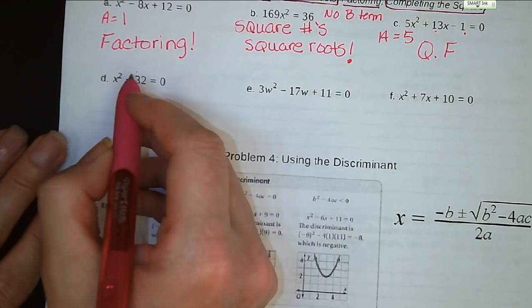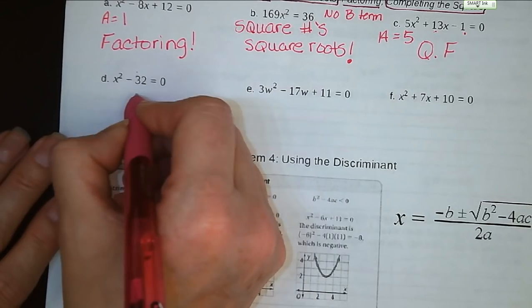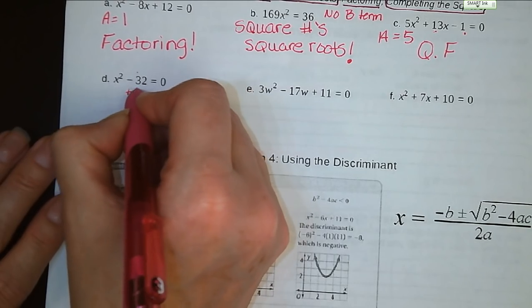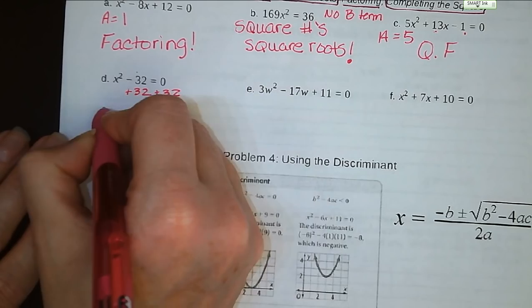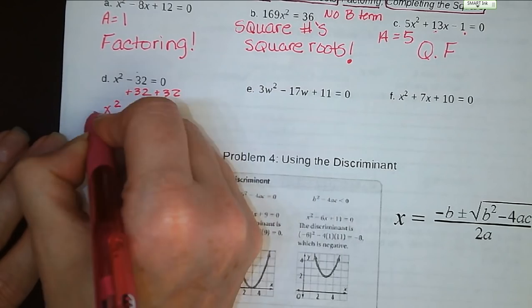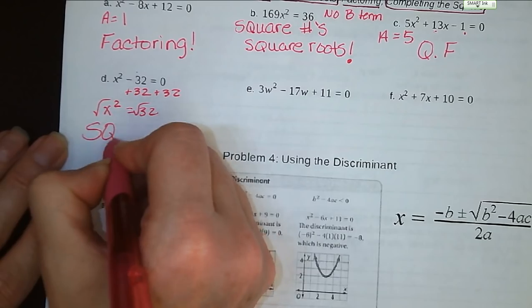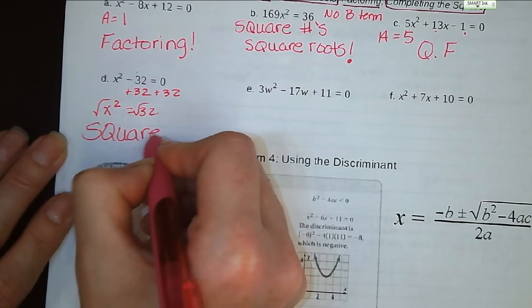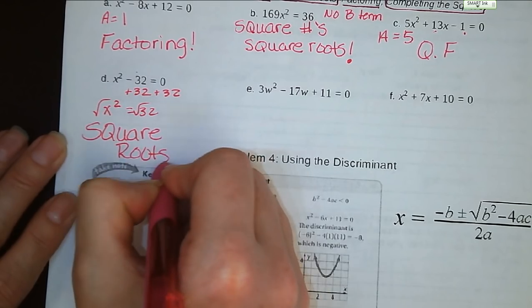All right. So letter D, x squared minus 32. No b term there. They're not perfect squares, but square roots is going to be the easiest method because you're going to add 32 to both sides, and then you're just going to take the square root of 32, and it's going to be some irrational number. So square roots is the best method on that. If you don't have a b term, you're going to want to use square roots.